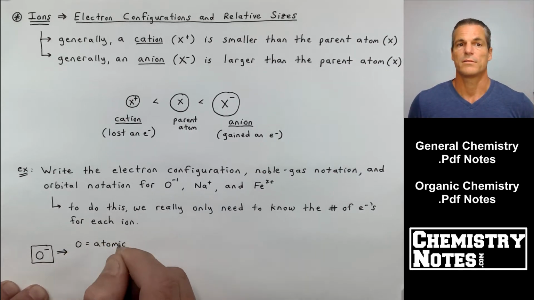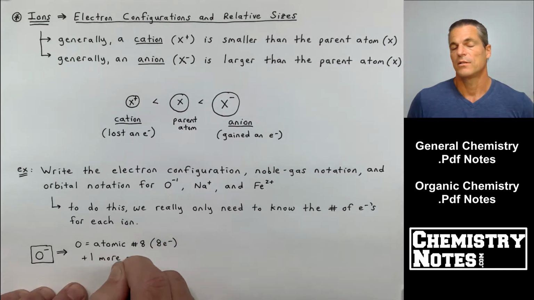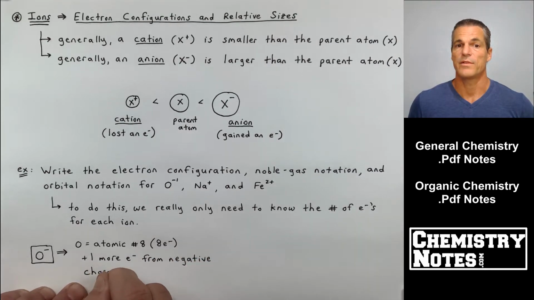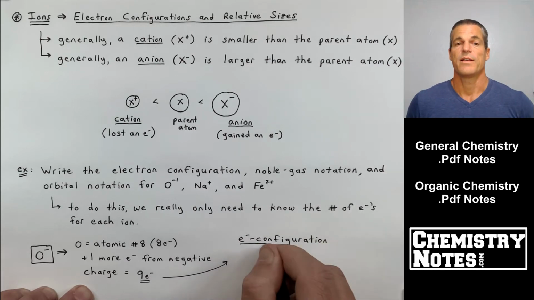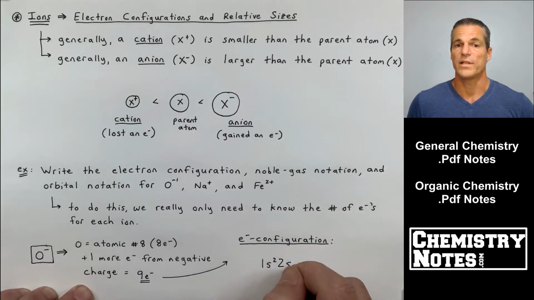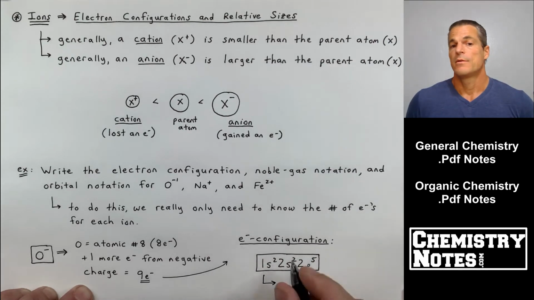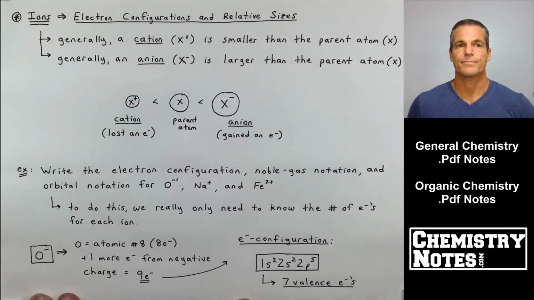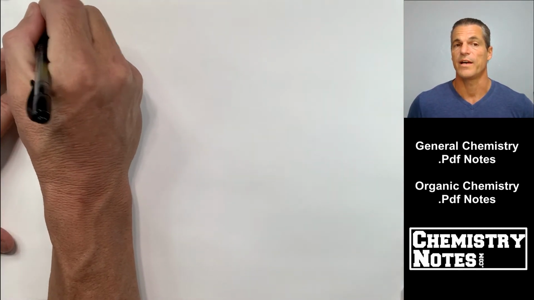First one is O minus. O has atomic number 8, which means it has 8 electrons, assuming it's a neutral atom. Now we add one more electron for the minus 1 charge, so O minus has 9 electrons. Using the diagonal rule, the way we fill electrons is 1s2, 2s2, 2p5. And why not throw in the number of valence electrons while we're at it: 7 valence electrons, which are the 2s2, 2p5.